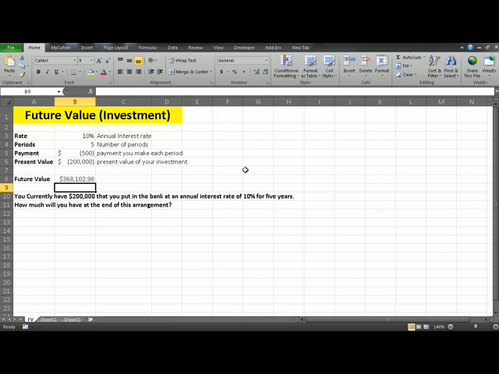So after 5 years, you'll have a total of 368K.